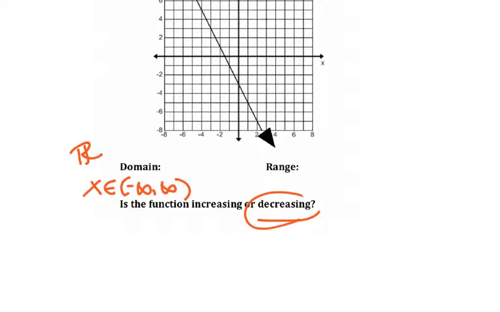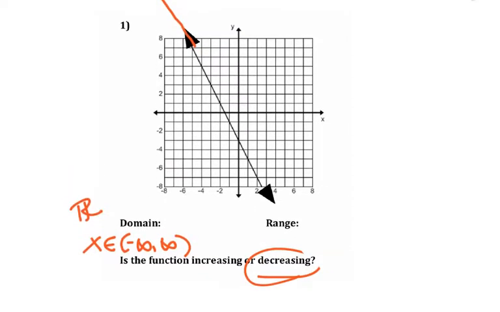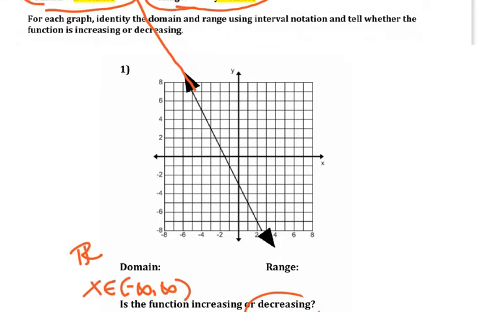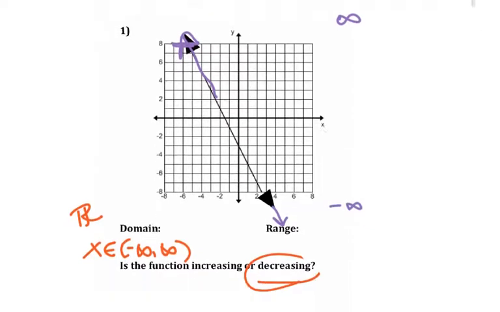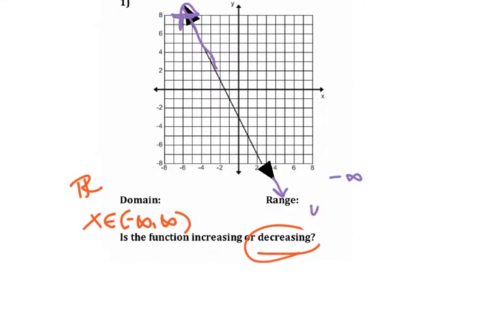The range is the opposite. The range is how high does this graph go and how low. So if you look at the highest point of this graph, how high does this graph go? What's the highest point? Not 8, because it keeps on going. So it goes all the way to infinity. And what's the lowest that it goes? Keeps on going, negative infinity. So the range on this, we're going to say y is an element of, because it's range, y values, negative infinity to infinity.